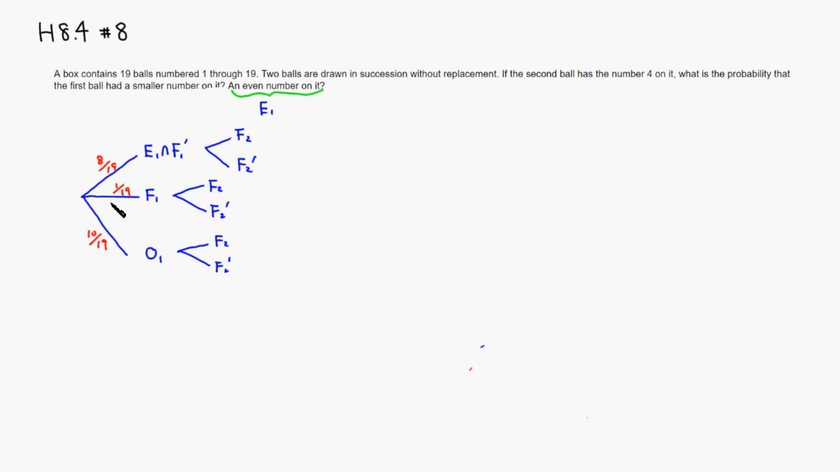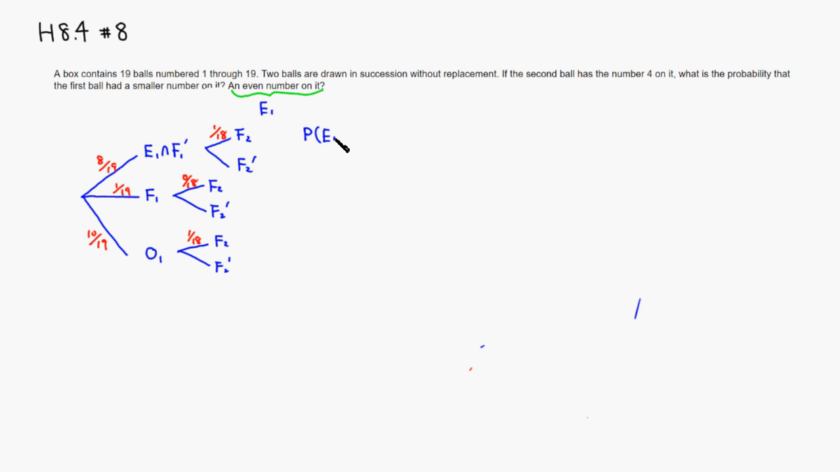Alright, so after you get the non-4, then you're going to get a 4, so it's going to be 1 out of 18. If you get a 4 first, it's 0 out of 18 because there's no 4 anymore. And if it's an odd number, you still have 1 out of 18. Alright, so we have a probability of getting an even number.